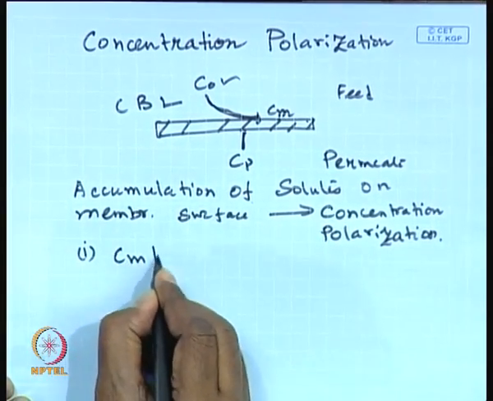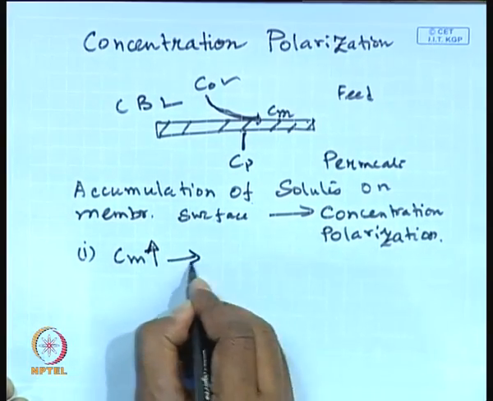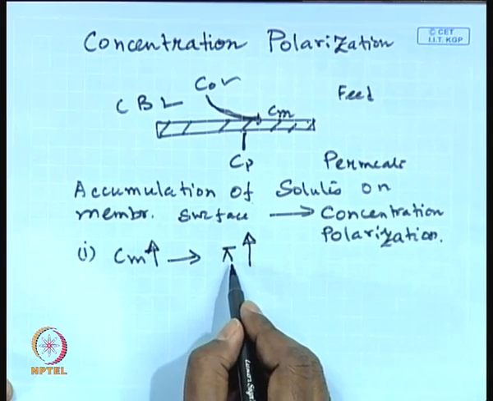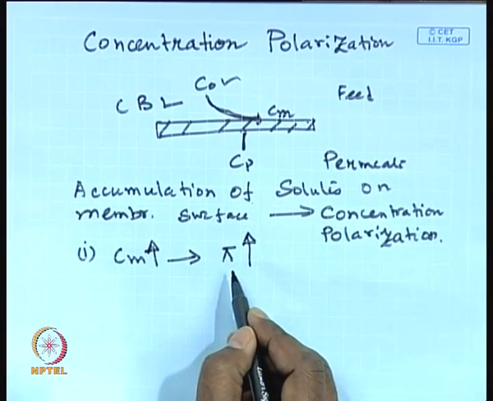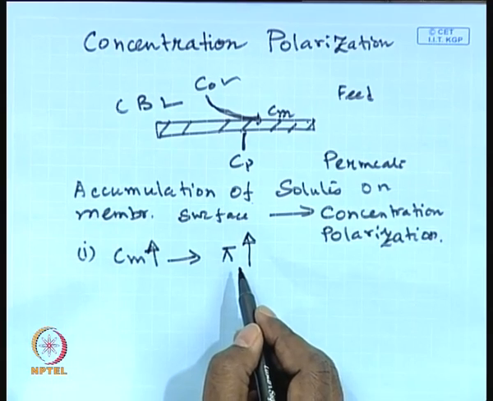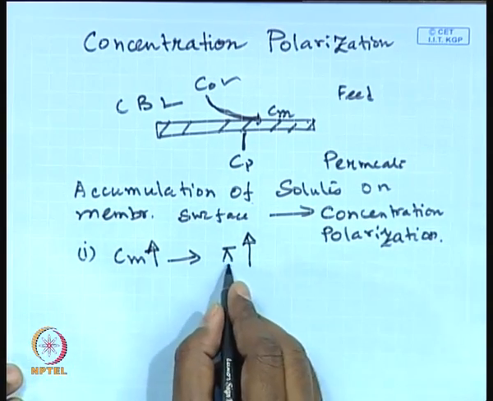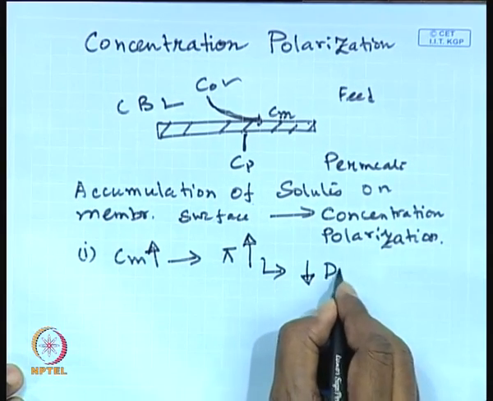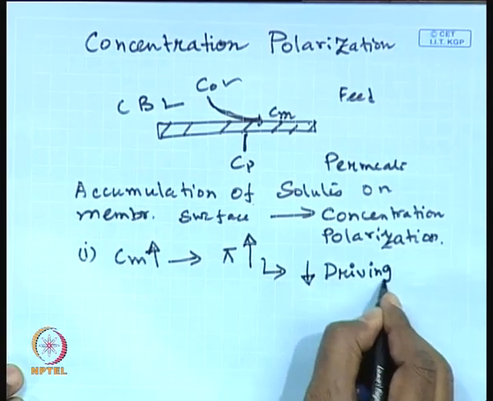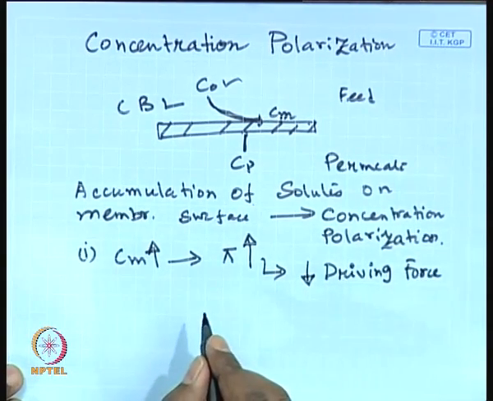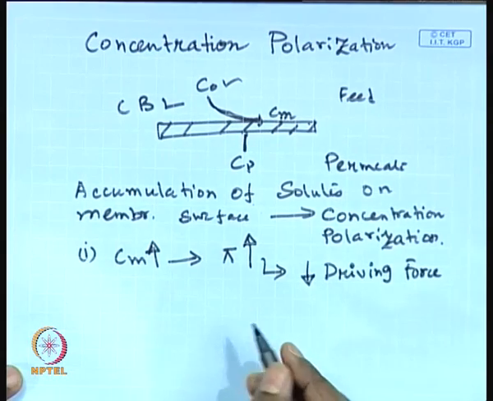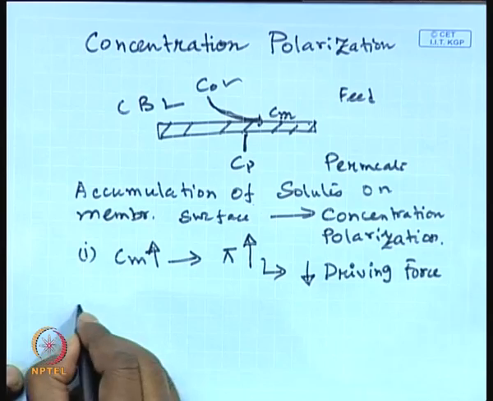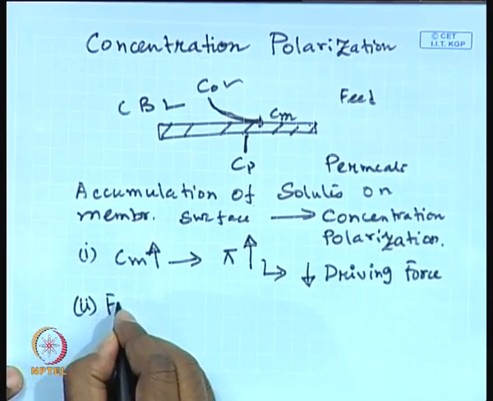So, high concentration polarization means your osmotic pressure at the membrane surface will be high. If the osmotic pressure at the membrane surface is high, in order to get a higher flux your operating pressure has to be more. So, if osmotic pressure is high, then it gives a reduction of driving force, delta P minus delta pi. If delta P is the same and delta pi is more, there will be a reduction in the driving force. There may also be formation of a gel layer over the membrane surface.